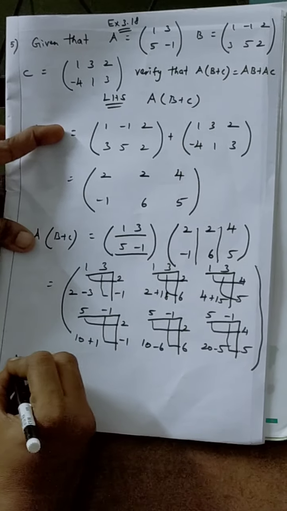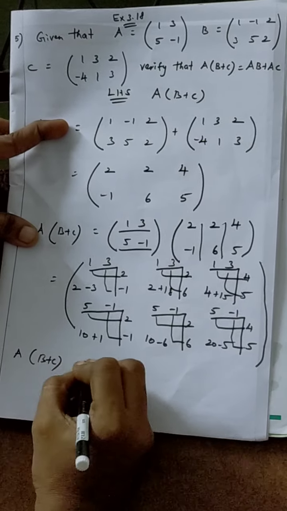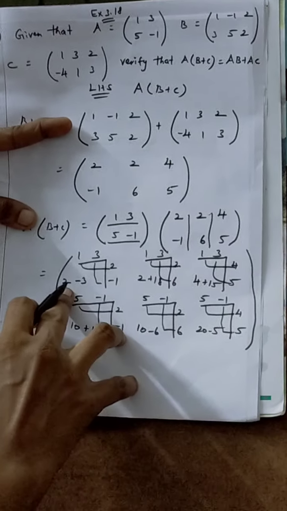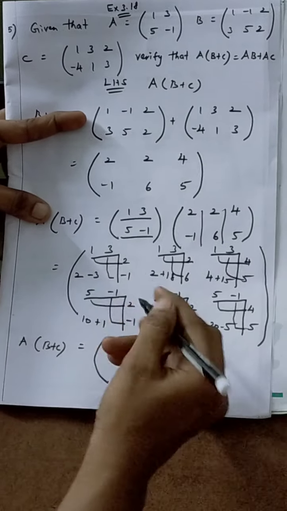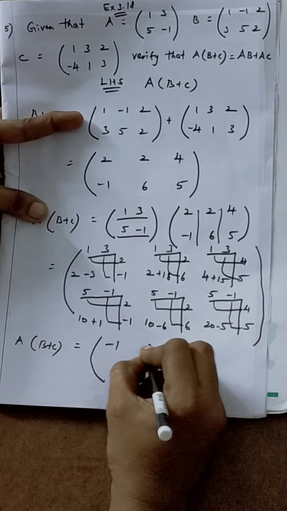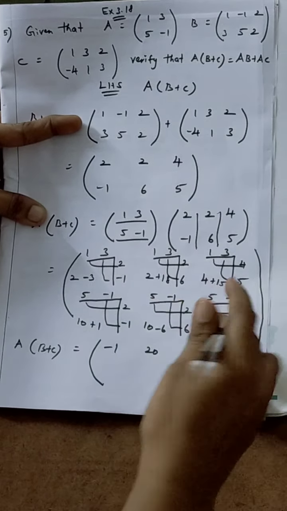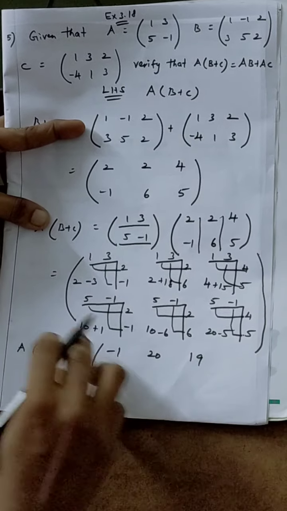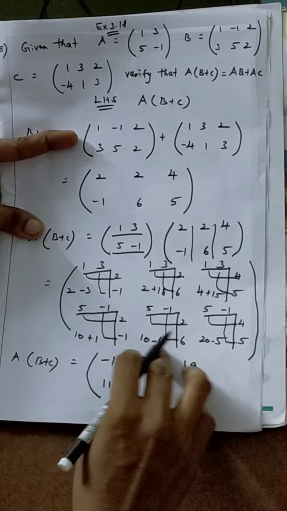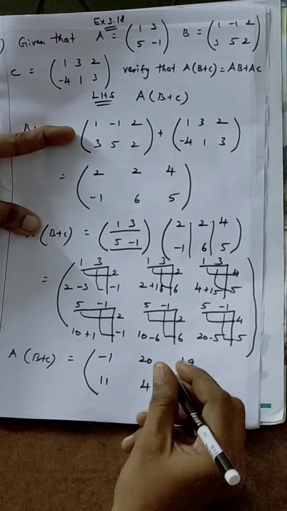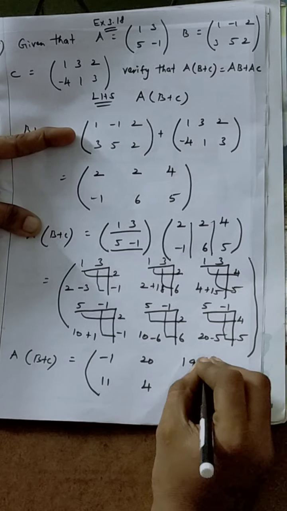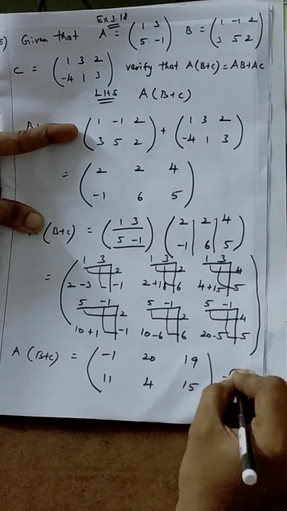Find out the answer. A within bracket B plus C equal to, what is the answer? First one is 2 minus 3. It's 3 is a big number. So minus 1. Next one, 2 plus 18, 20. 4 plus 15 is 19. Next one, second row: 10 plus 1, 11. 10 minus 6, 4. 20 minus 5 is 15. This is the LHS side answer.